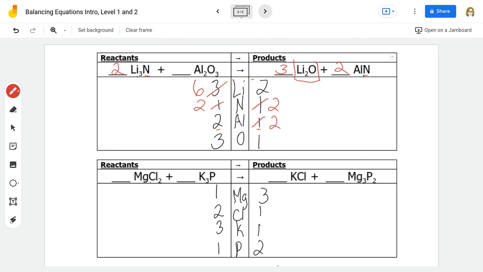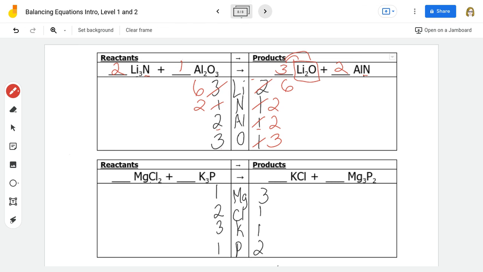And remember, the coefficient goes for the entire formula. So that's going to give me 6 Li. And then 3 times 1 O, it'll give me 3 oxygen. And actually, I needed that because that balances out the 3 oxygen on the other side. And if you look, all the elements are balanced now. So this will end up being 2, 1, 3, 2.